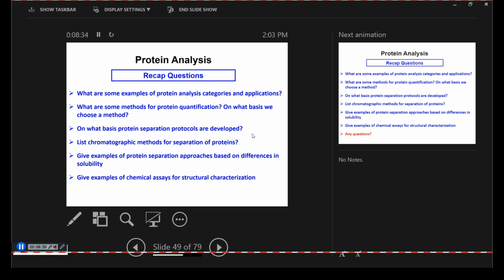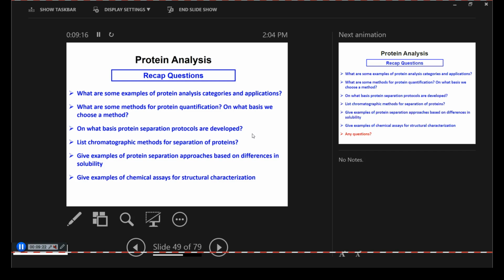Okay, the last bit we talked about last time were chemical assays for structural characterization, and we stopped there. So can you give an example of a chemical assay, and what do we look for in that assay? OPA. What do we look for? Free amine groups, and this we use to determine degree of hydrolysis. So OPA reagent reacts with primary amines. The higher the degree of hydrolysis, the more peptide bonds you break, releasing free amines. So you can determine degree of hydrolysis based on the interaction of OPA with free amine.